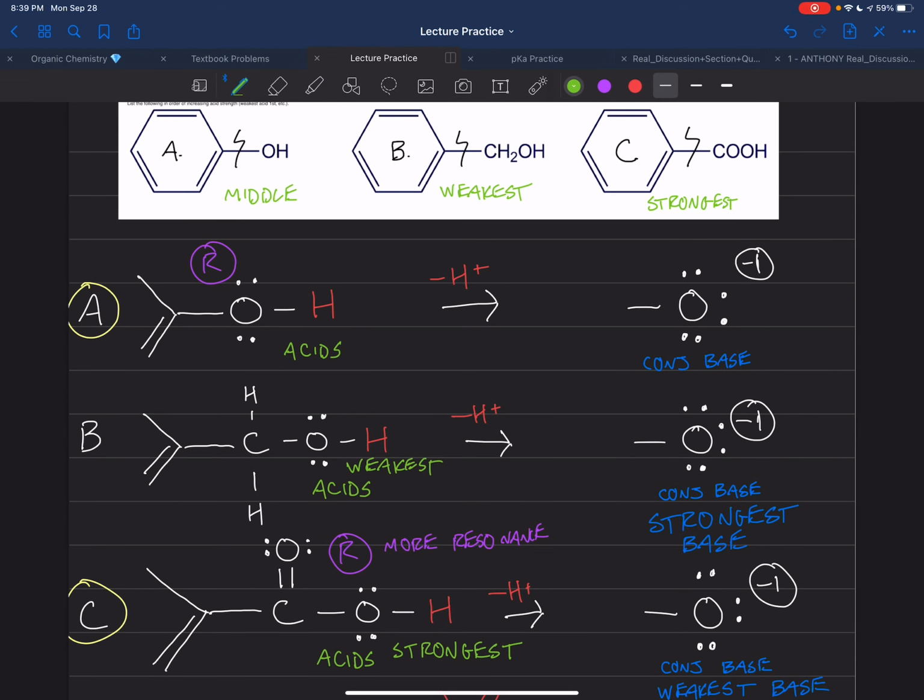And on Mastering, that's correct. It goes 2, which is B, followed by 1, followed by 3, which is C, which is the strongest.